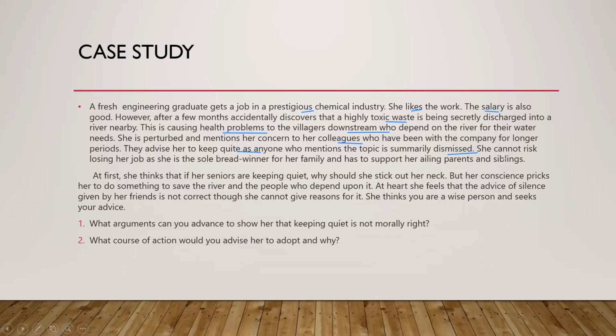Now read this line. She cannot risk losing her job as she is the sole breadwinner for her family. Has to support ailing parents, siblings. सारी दुनिया का भार जो है उसी पे है. At first she thinks, if her seniors are keeping quiet, why should she stick out her neck?